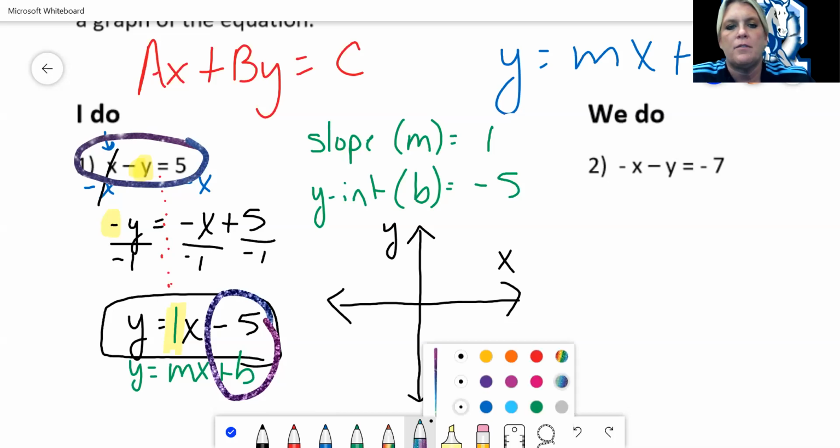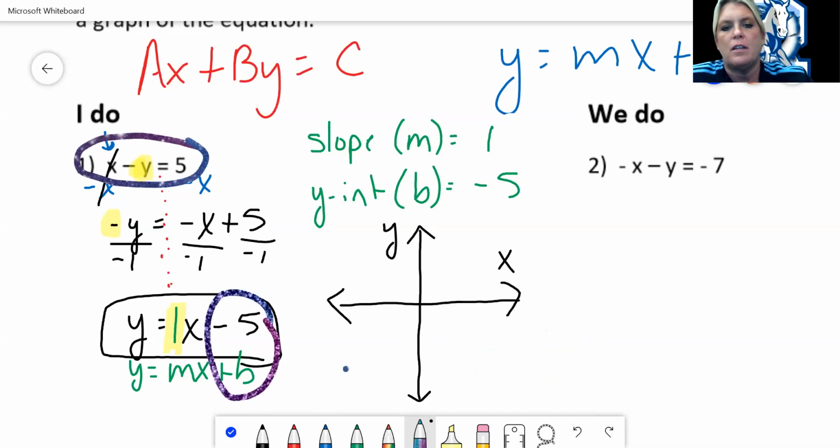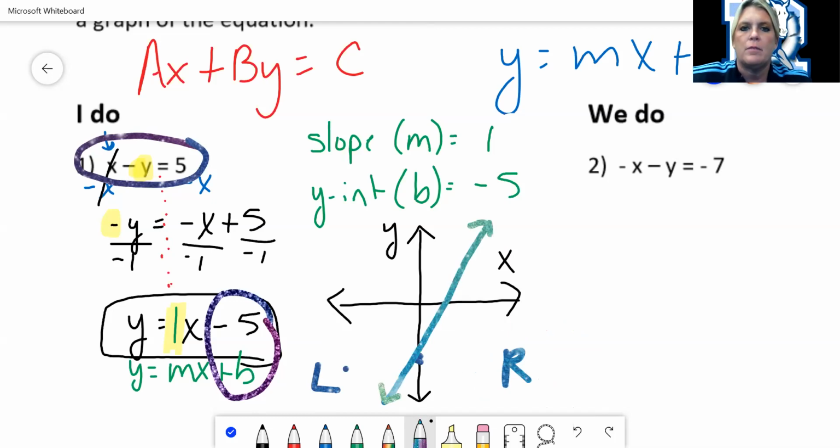First off, the -5 means that I start down here at the bottom. My y-intercept is -5. My slope is positive. That means from left to right, my line is going up, and I'm just going to sketch it like this. Okay, so now pause the video and do number 2 and see how you do.